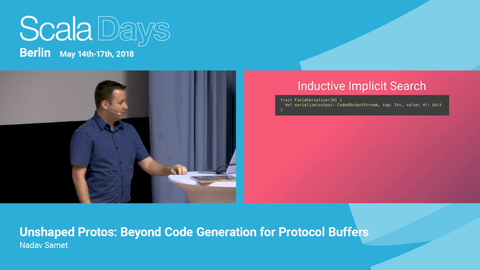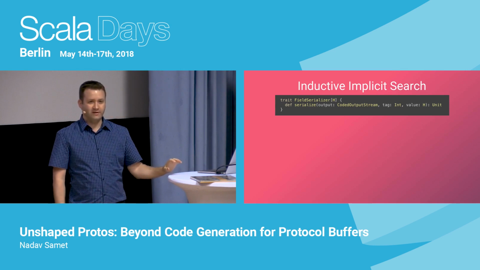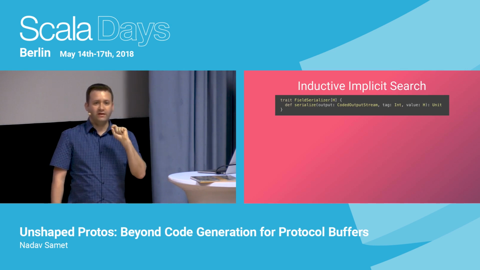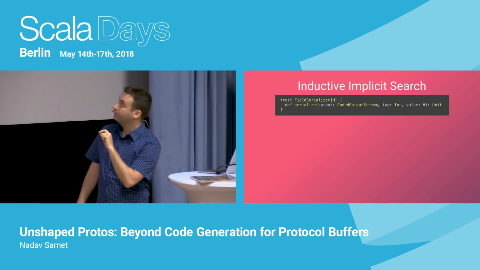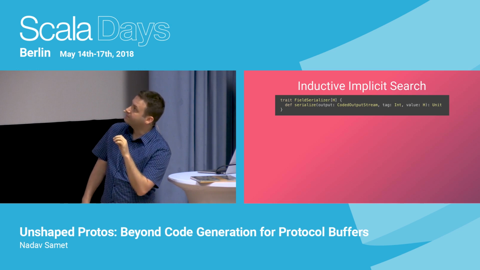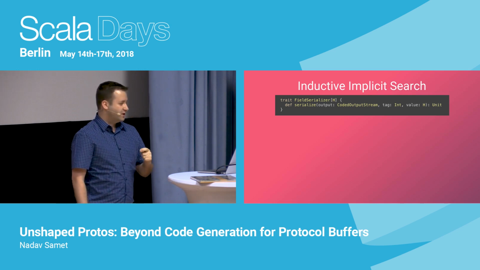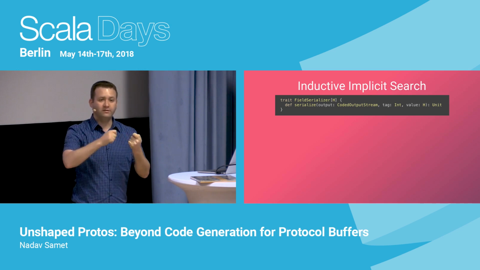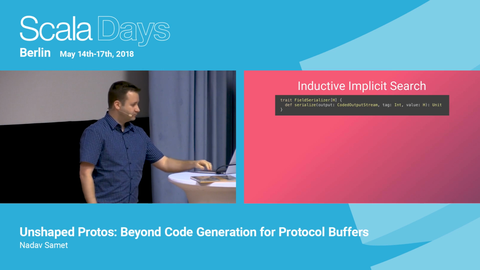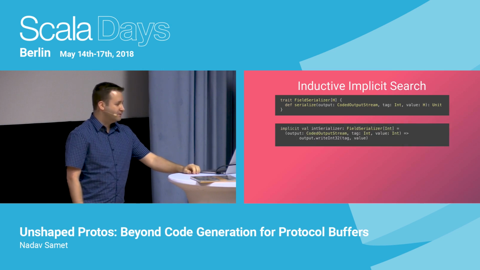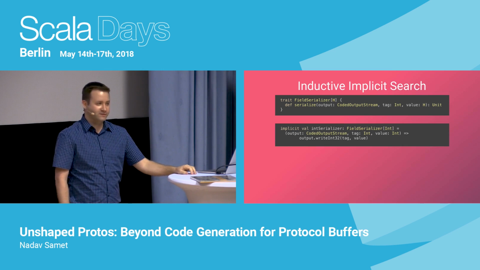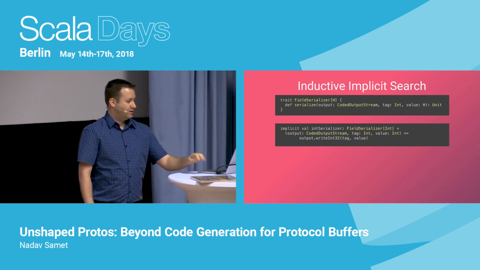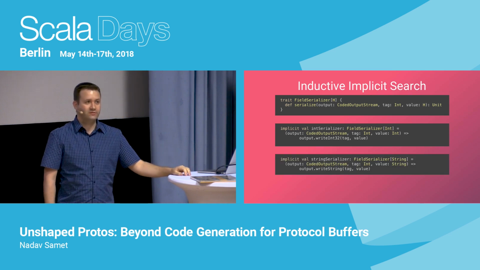Before we do that, I want to introduce another type class called FieldSerializer. FieldSerializer is a type class that knows how to serialize a single field of type H, which is the type parameter. It has a method called serialize, which takes the output stream, the tag number, and the specific value, and it writes it into the output stream. When I have this definition, I can define a few serializers. I can define the int serializer, which knows how to serialize ints, and a string serializer that knows how to serialize strings.